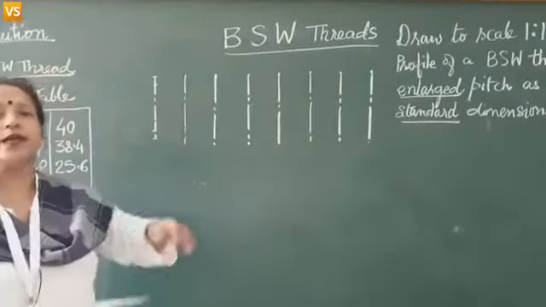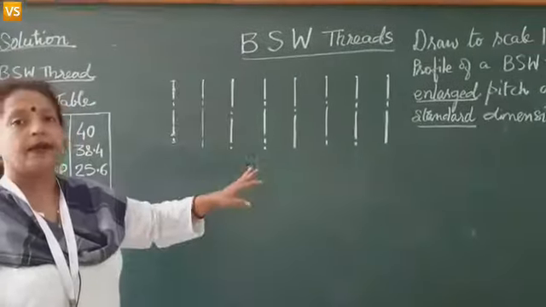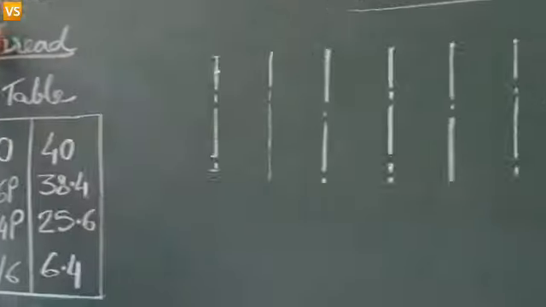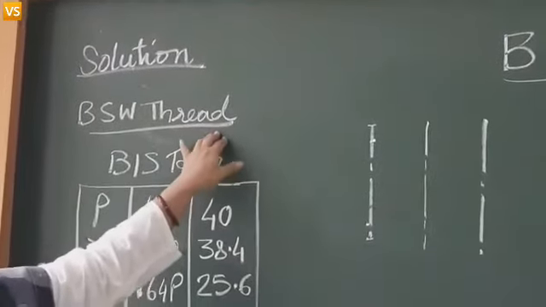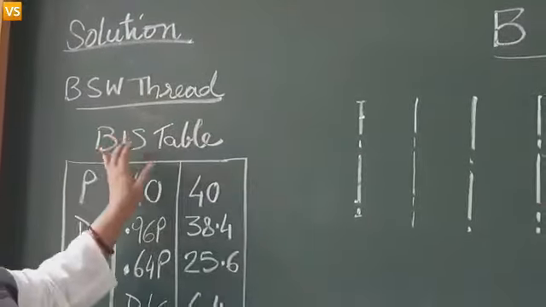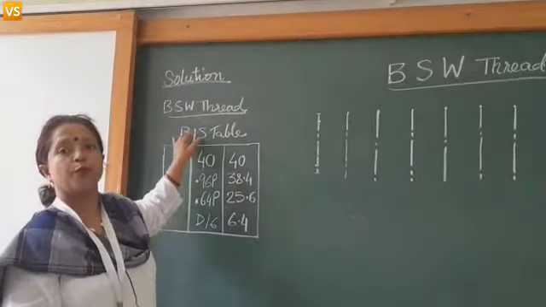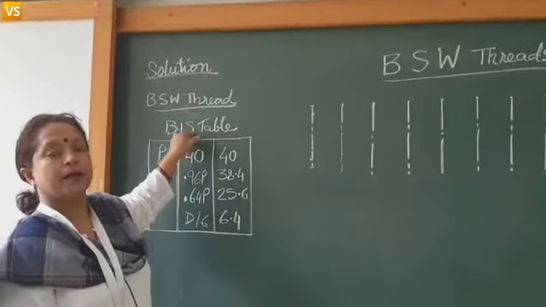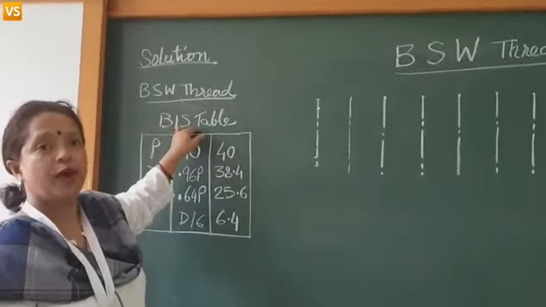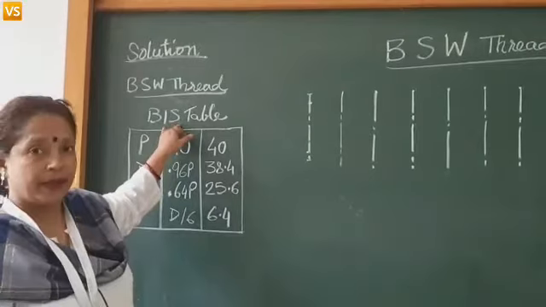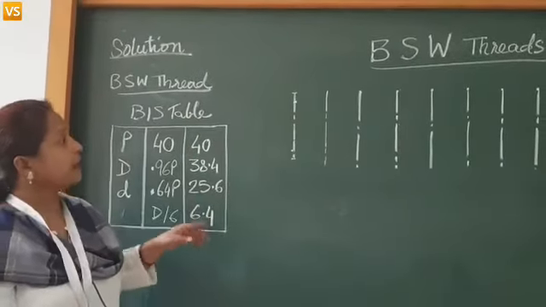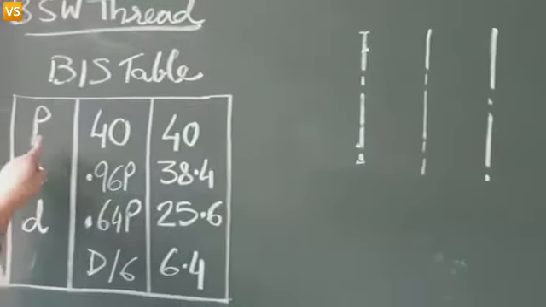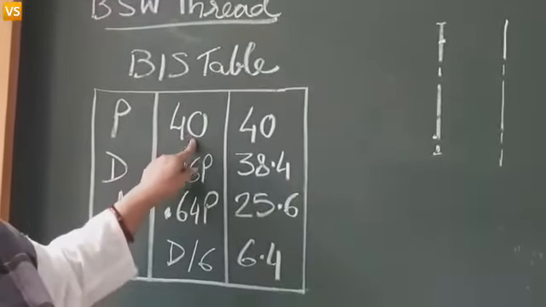Now, whenever you get any question on thread, how you are going to solve it? So, here I have the solution for you. BSW thread, write down the heading, then write down BIS table. BIS, I believe you remember the full form, it is Bureau of Indian Standards. Maybe you get this question in MCQ. Then the value of pitch P is given to you as 40 mm.